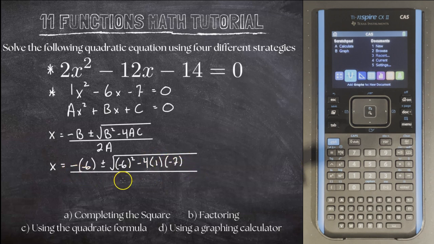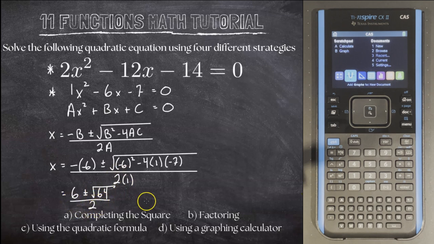All divided by 2 times a, which is just 1. Okay, so we can simplify a bit. Double negative gives us a positive. And if we figure out what's inside of that square root, which we call our discriminant, we get 64. And that's all divided by 2.